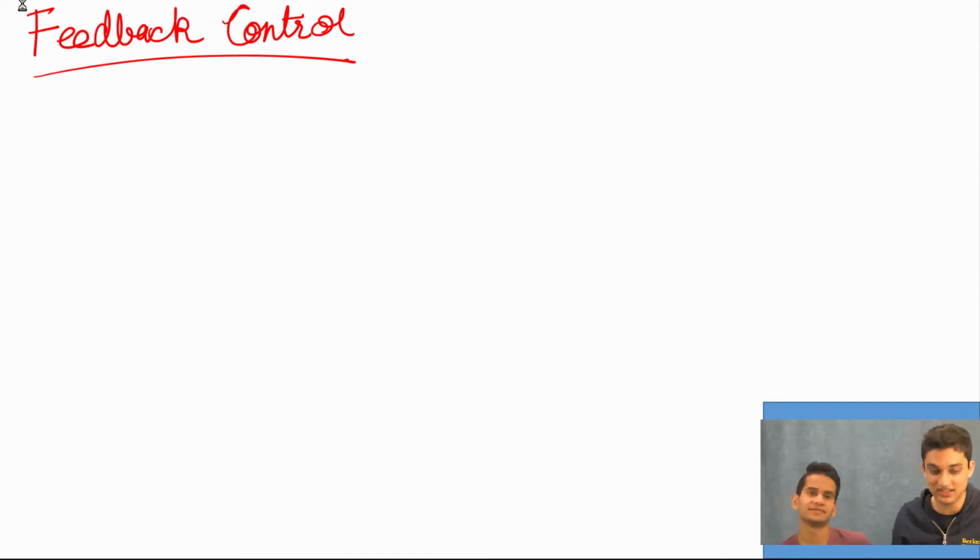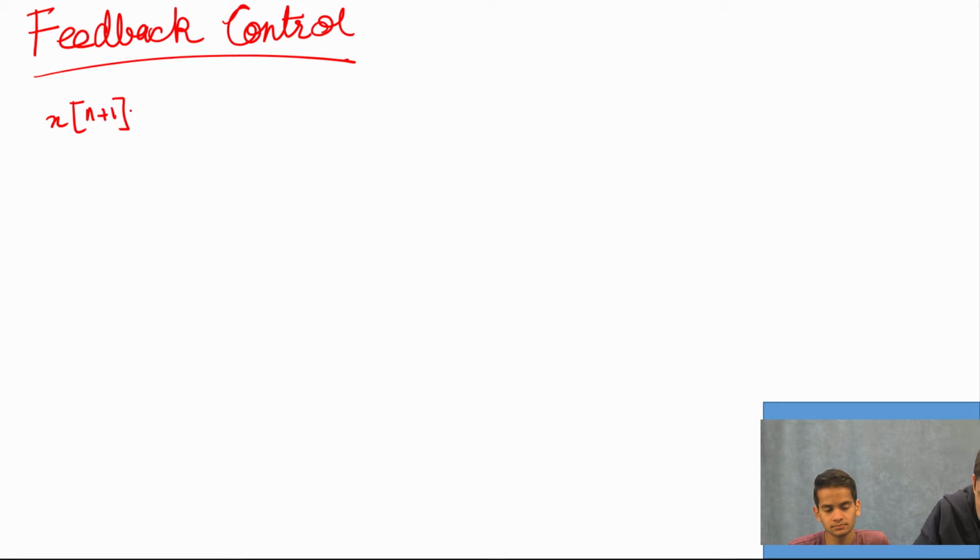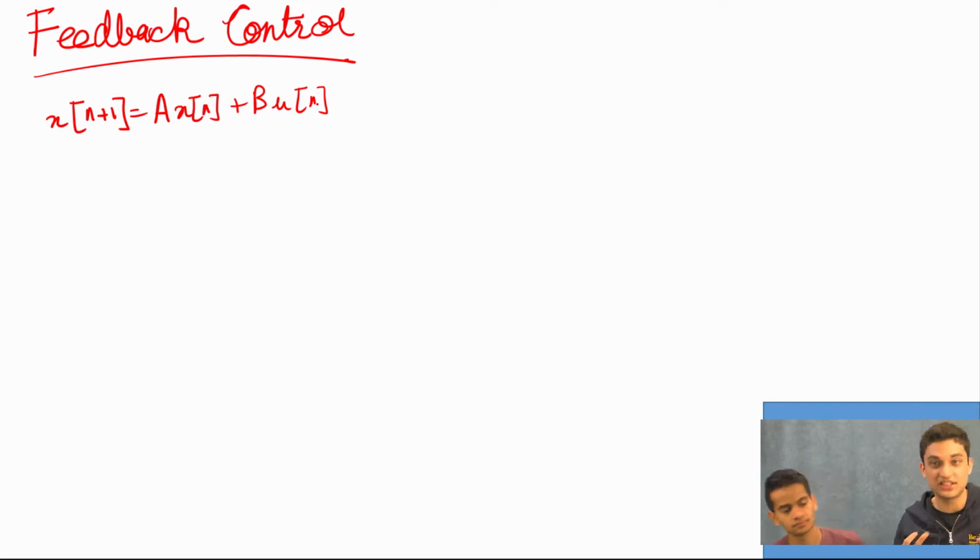And today we'll be doing feedback control. So let me just write down, we'll start with a discrete time system just because it's simpler, but the same ideas extend to continuous time. So let me write down a basic discrete time system. You have x of n plus 1 is equal to A times x of n plus B times u of n, where A is your matrix that determines how your state evolves from your current state, and B is a matrix that determines how your input gets into the system.